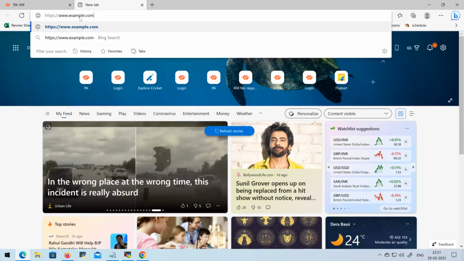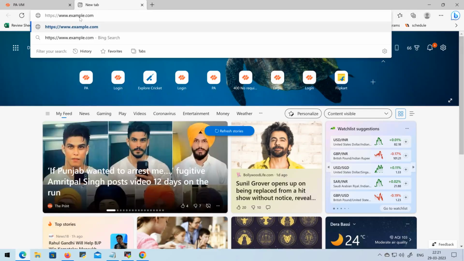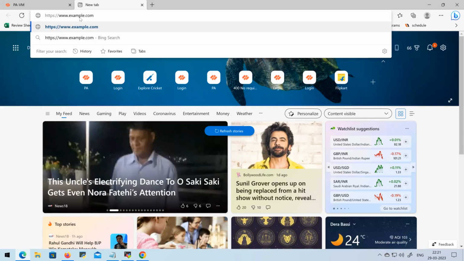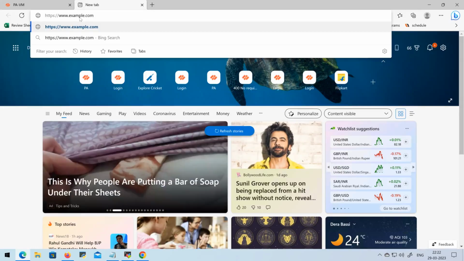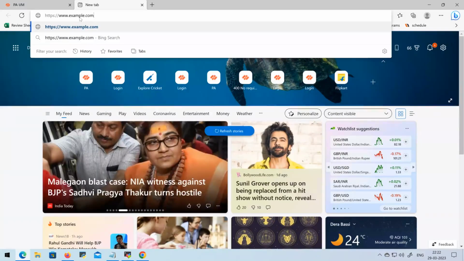The other use case is, let's say you have multiple servers but only one public IP address. In that scenario, let's take an example from networking only.